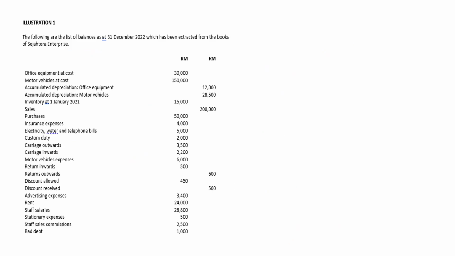Okay, now let's look at illustration. Okay, how to answer this question. So if you look at the requirement, okay, you are required to prepare statement of financial position and statement of profit or loss. Okay, so the first step before you can prepare those two statements, first you must analyze all the accounts title that they give you. So this is your accounts title. This is list of account title.